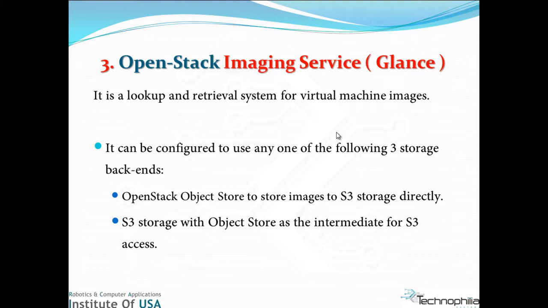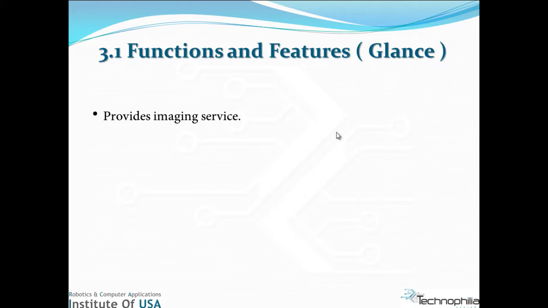Okay, let's get back to the topic. The first backend is OpenStack Object Store, to store images. The second is Simple Storage Service, S3, storage directly. The third is S3 storage with Object Store as the intermediate for S3 access. The function and feature is simply that it provides the imaging service.